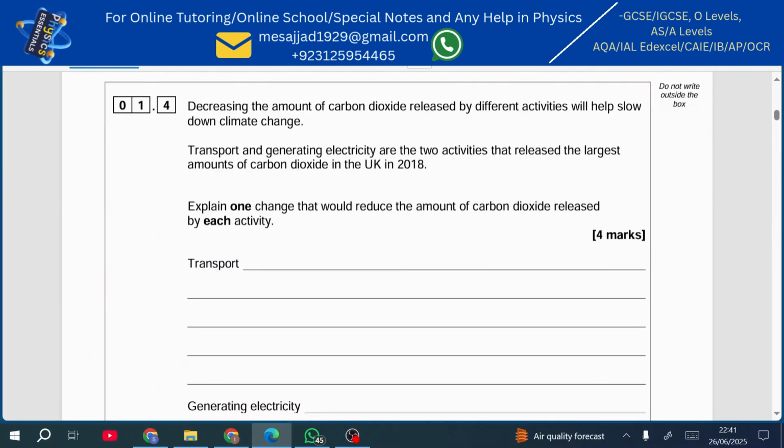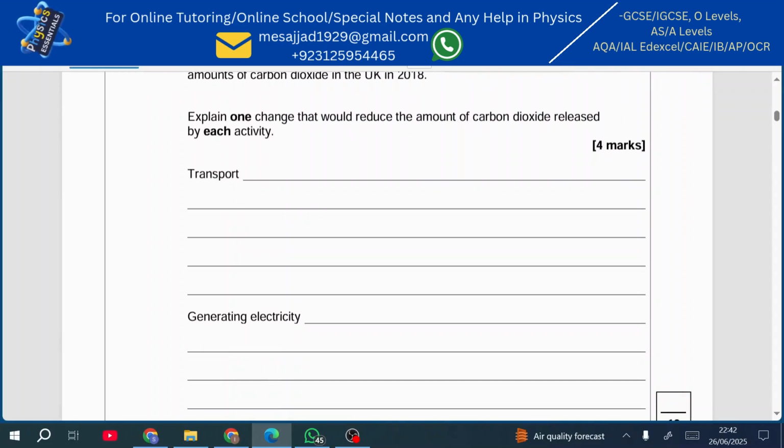1.4, decreasing the amount of carbon dioxide released by different activities will help slow down climate change. Transport and generating electricity are the two activities that released the largest amounts of carbon dioxide in the UK in 2018. Explain one change that could reduce the amount of carbon dioxide released by each activity.